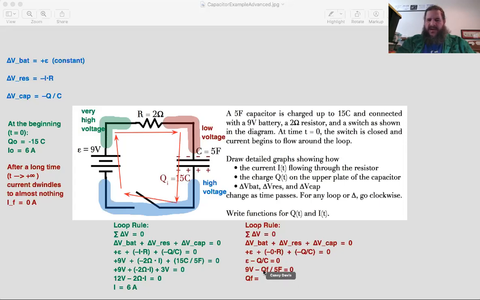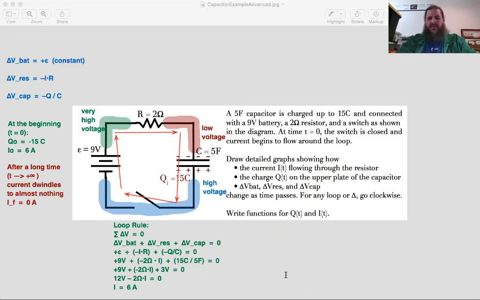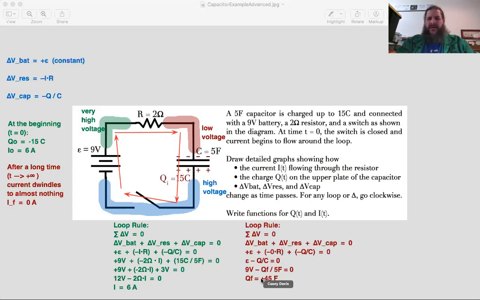Not negative in this case, because we'd be adding Q final for 5 farads to both sides. Yeah, and then multiplying by 5 farads. So we would get positive 45 here. So that's the final charge, specifically final charge on which plate? Which plate are we treating as the value of Q here?